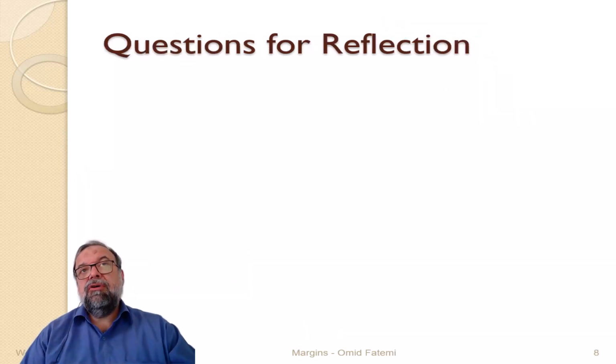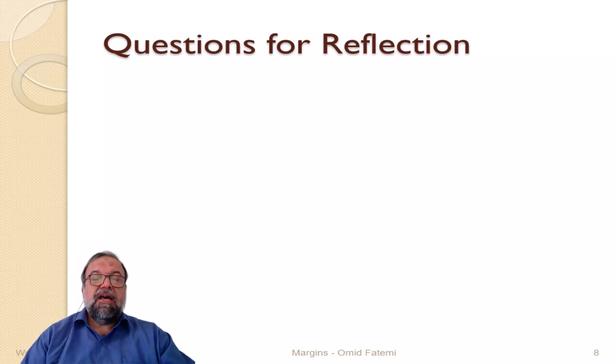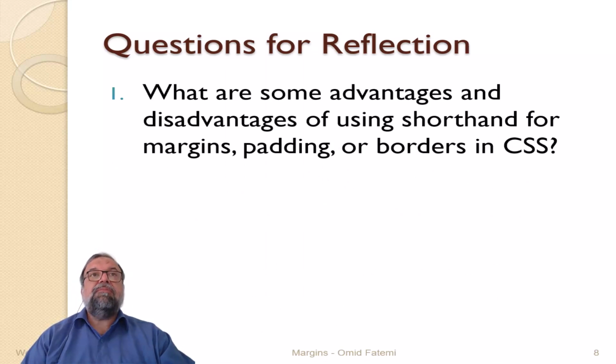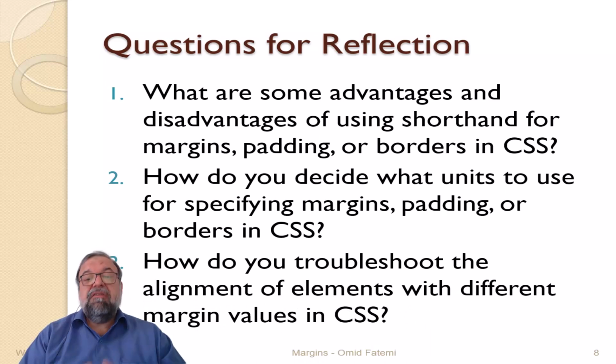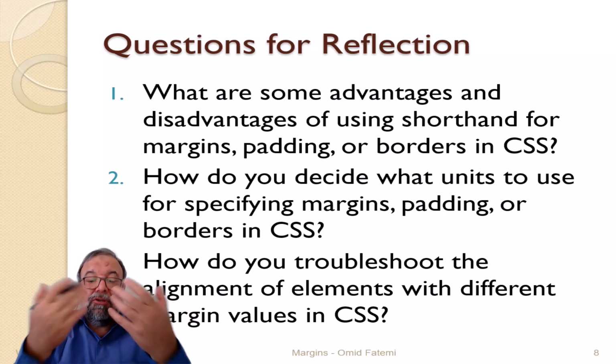Now you could think about what we have talked about and then try to reply to the reflection questions on the site. For example, what are some advantages and disadvantages of using shorthands? Or how do you decide what unit to put for the margin? You are going to put pixels, points, percentage, or so on. And if you see some kind of problem in your alignment in the page, how are you going to debug it, to fix it?